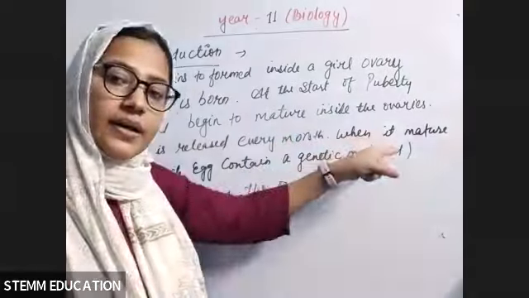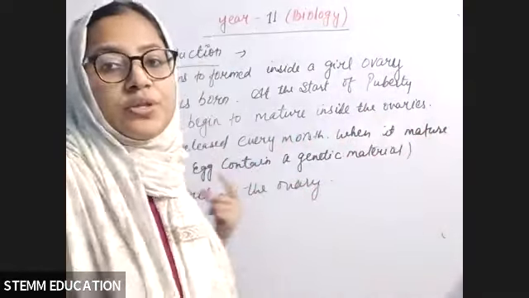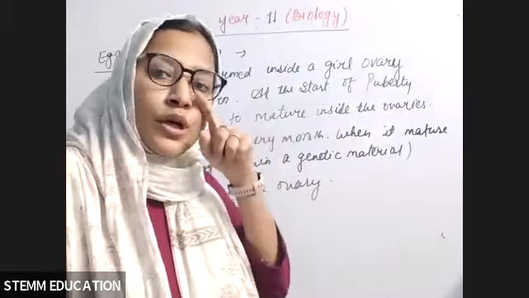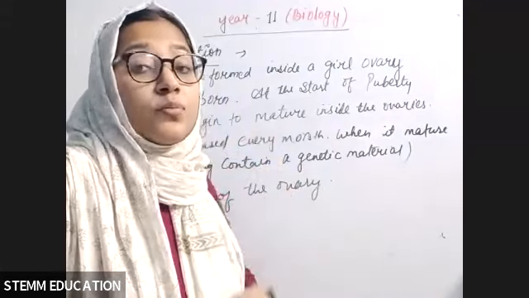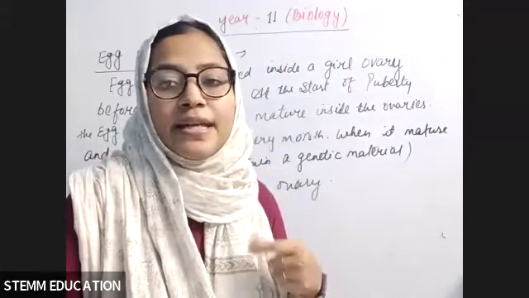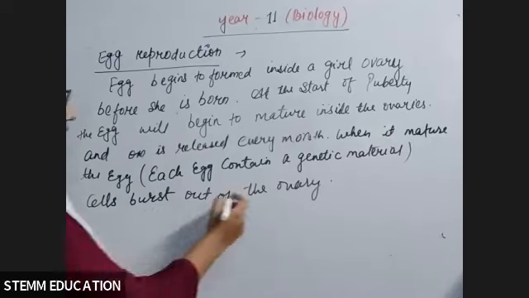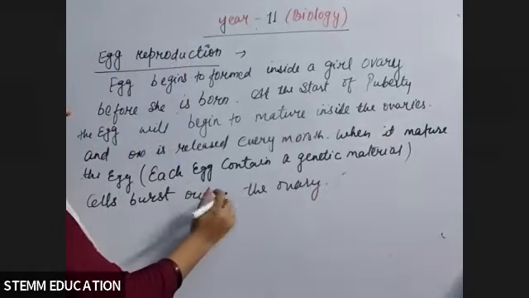You know what? When it bursts out and the egg does not meet the sperm, that egg comes out from the reproductive part of the female, with some blood and uterine muscles. The cells burst out from the ovary.